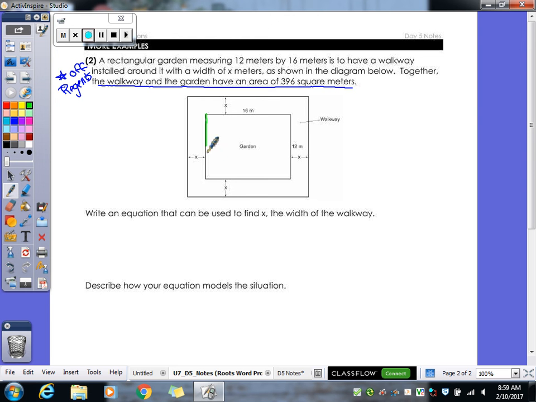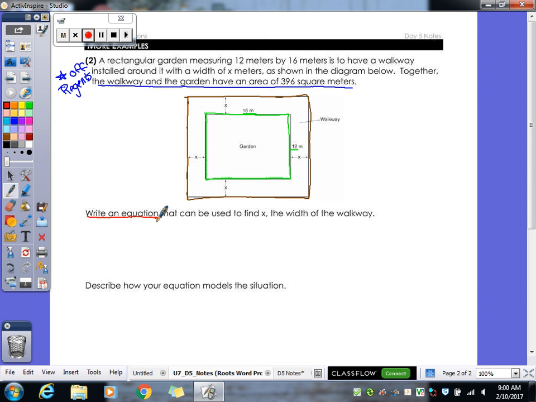So we have our garden here. Our dimensions are written 16 by 12 meters. And then around it, they're building kind of a little walkway, kind of fencing in that garden around it. And we don't know how wide that walkway is. Let's take a look at the first part of our question. Write an equation that can be used to find x, which is the width of the walkway.